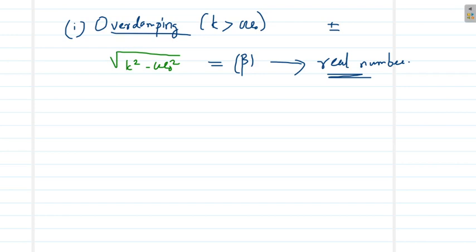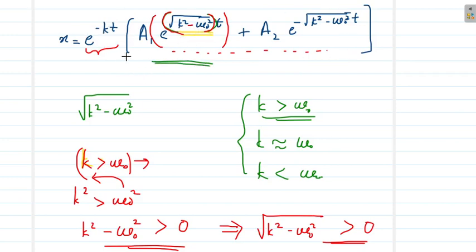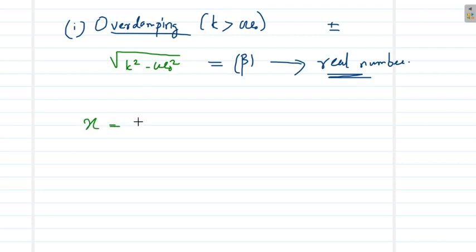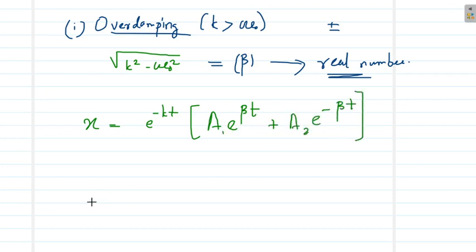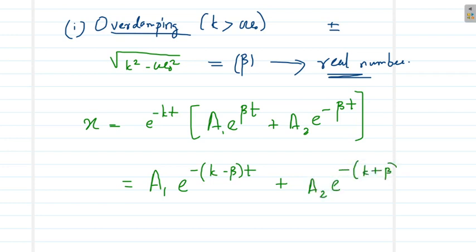Now, if this number is a real number, then our equation for x, which is the equation under consideration, can be rewritten as x equal to e raised to minus kt multiplied by a1 e raised to beta t plus a2 e raised to minus beta t, which is equal to a1 e raised to minus of k minus beta into t plus a2 e raised to minus of k plus beta into t.